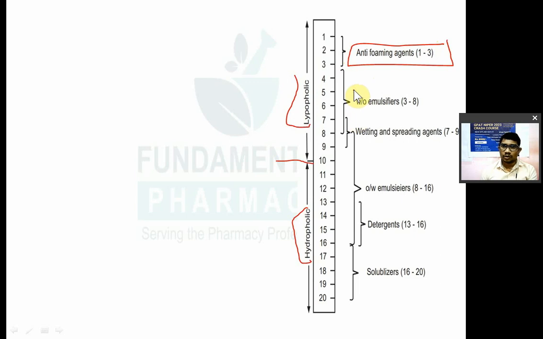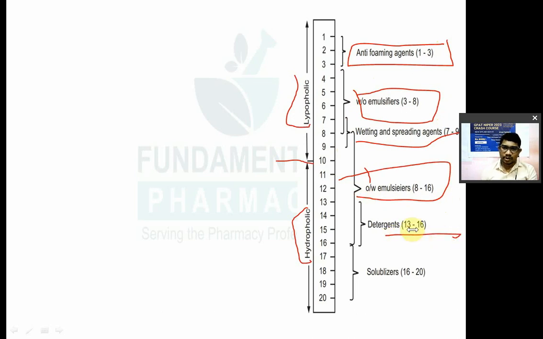उसके बाद में W/O emulsifier 3 to 8. Then wetting and spreading agent, so that is 7 to 9. O/W emulsifier, HLB range is 8 to 16. Then detergents, they are having range 13 to 16 HLB value. Then solubilizer will have HLB of 16 to 20. इसके सबके ऊपर एक-एक बार question आया है, important है, right?